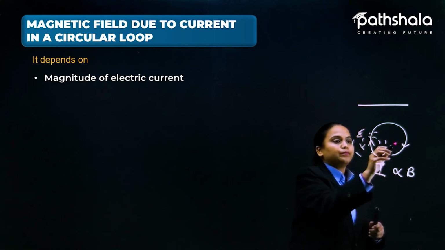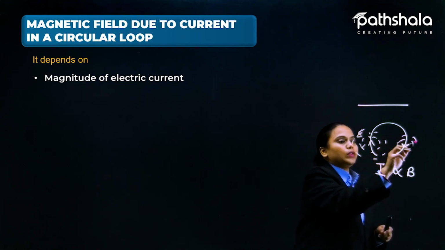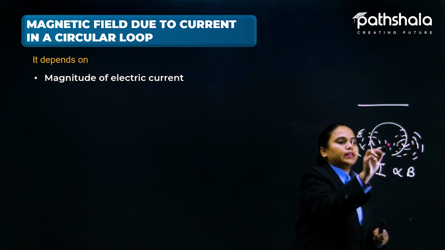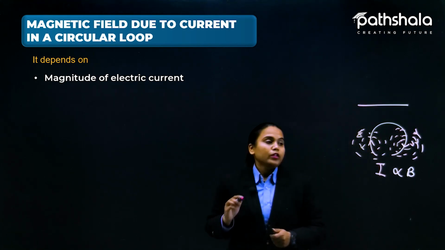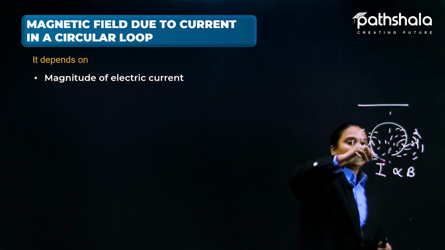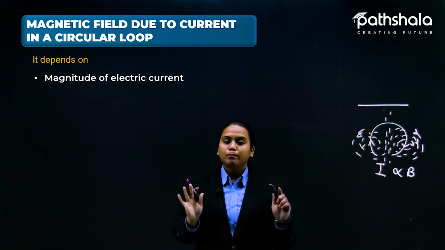Like here, like here. And if the current is going in the downward direction like this, it is going to be like this, like this. Okay, जैसे मैं बना रही हूँ उसी direction में move करेगा. Okay, and in the center it is going to be a straight line. Fine, students. So magnitude is very important.